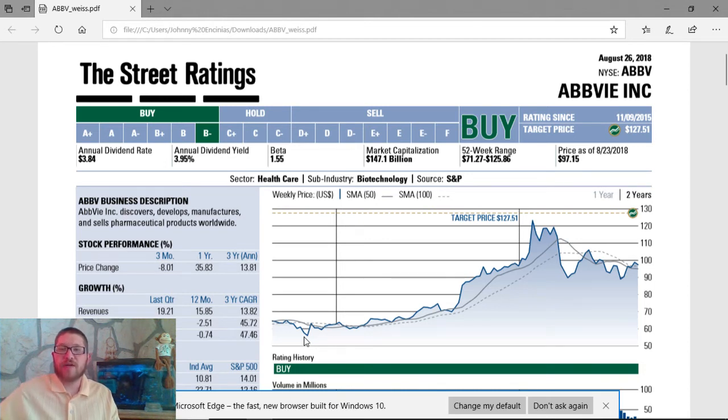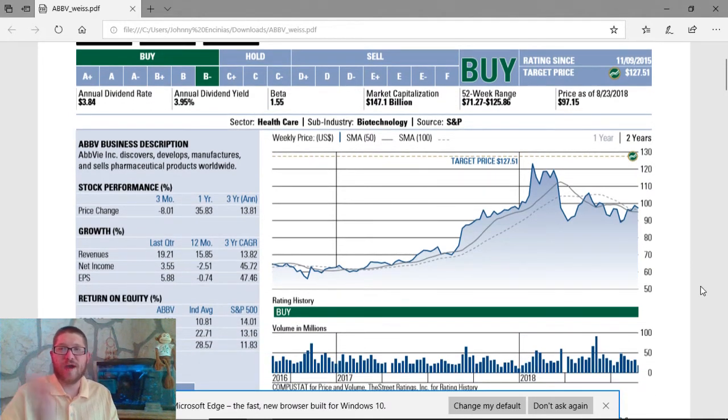Now, their target price is $127. That's awesome. That means there's a lot of potential to grow. That's about $30 that they are targeting the price to be. And as you can see, this was just updated August 26th. Now, they've had a buy rating since well before 2016. It says actually November of 2015.